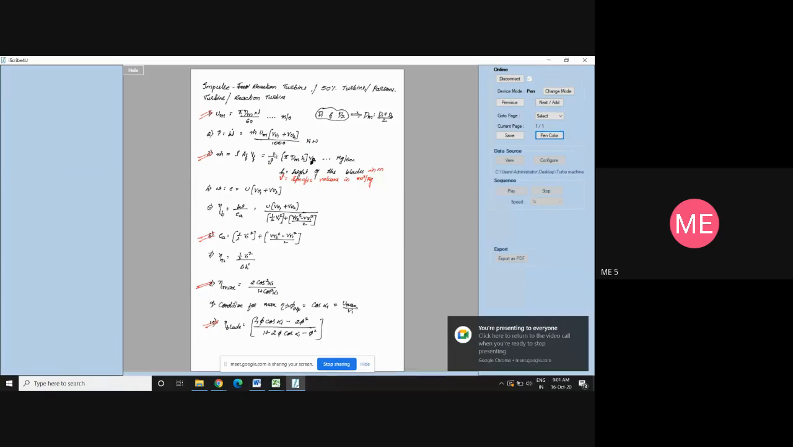So you can write mu by rho, kinematic viscosity, or if I write it like this, it will become specific volume, because rho is density in kg per meter cube. In some problem, he'll give the specific volume.